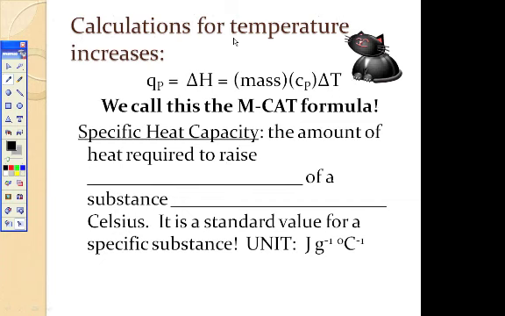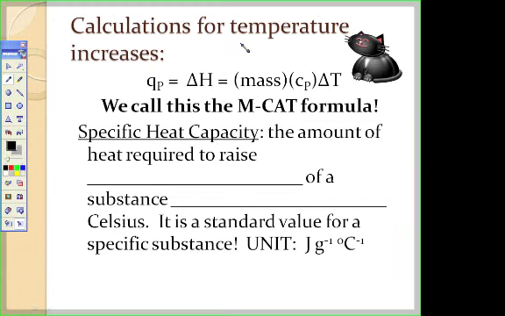Now, first off, let's start with ones where there's a temperature increase. In other words, we're seeing an increase in kinetic energy. If we are at a constant pressure, the heat can be equated to the delta H, and we call this formula MCAT. It's a cute little kitty cat because it's mass times a constant called the specific heat capacity. The specific heat capacity is the amount of heat required to raise 1 gram of a substance 1 degree Celsius.